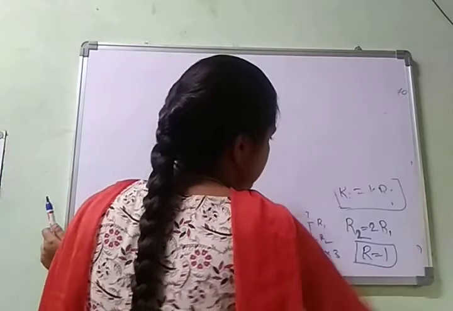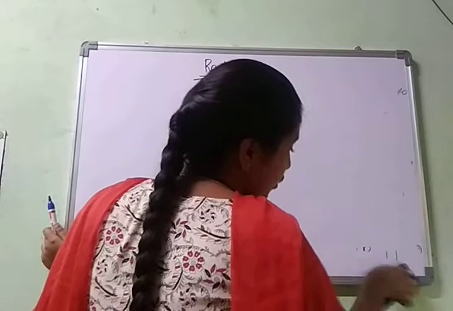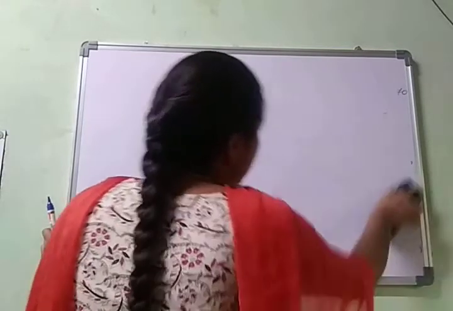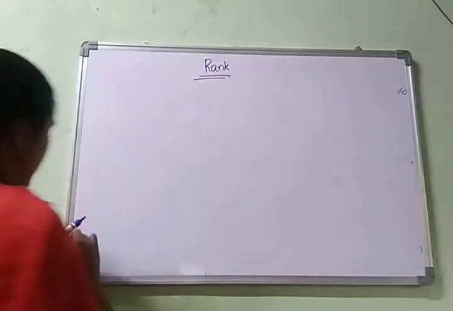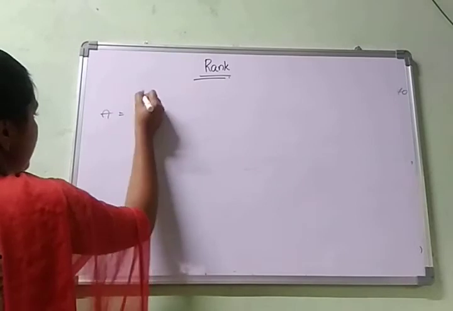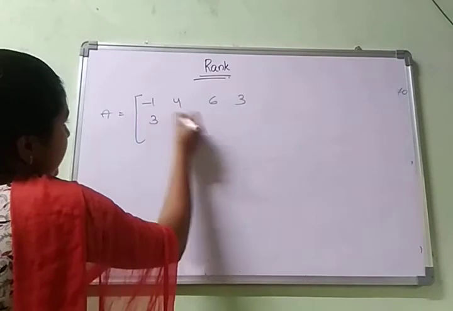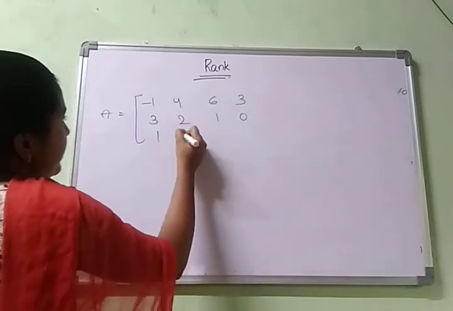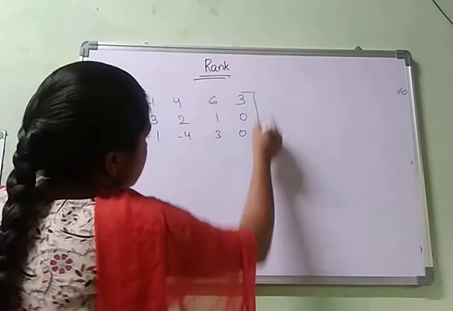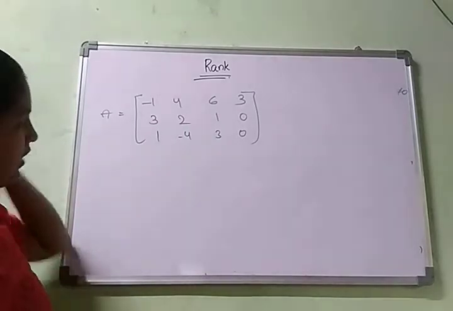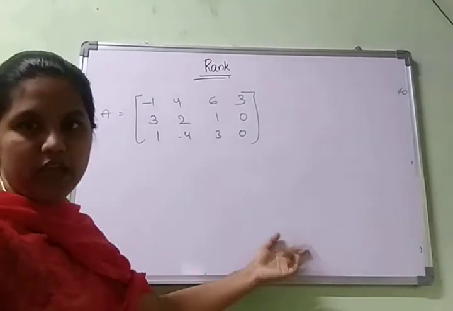So in row echelon form, as I said, we need to make the lower triangular elements zeros, and then find the rank. The method is, if A is equal to minus 1 4 6 3, 3 2 1 0, 1 minus 4 3 0, think of the matrix like this. Now we need to make it into row echelon form and find the rank of the matrix.